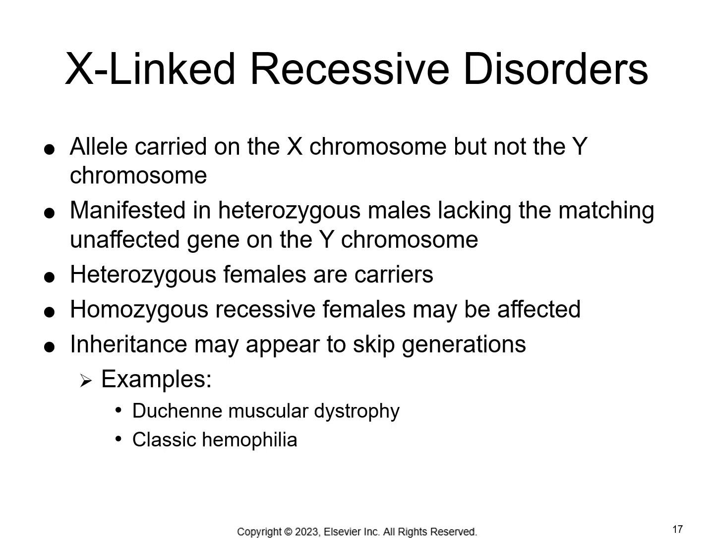X-linked recessive disorders are carried by the X chromosome. You'll see signs and symptoms in males that don't have the matching unaffected gene on the Y chromosome. Female carriers are heterozygous, again one affected chromosome and one unaffected chromosome, without signs and symptoms, but females with two recessive genes can be affected. There's a whole bunch of Punnett squares on page 573, so you can see how all of this works out. Inheritance can look like it skips generations, but that's because people are passing it on to their kids who become carriers with no symptoms, and then pass it on to their kids who are affected. Some examples, I already said color blindness, but also Duchenne's muscular dystrophy and hemophilia A.